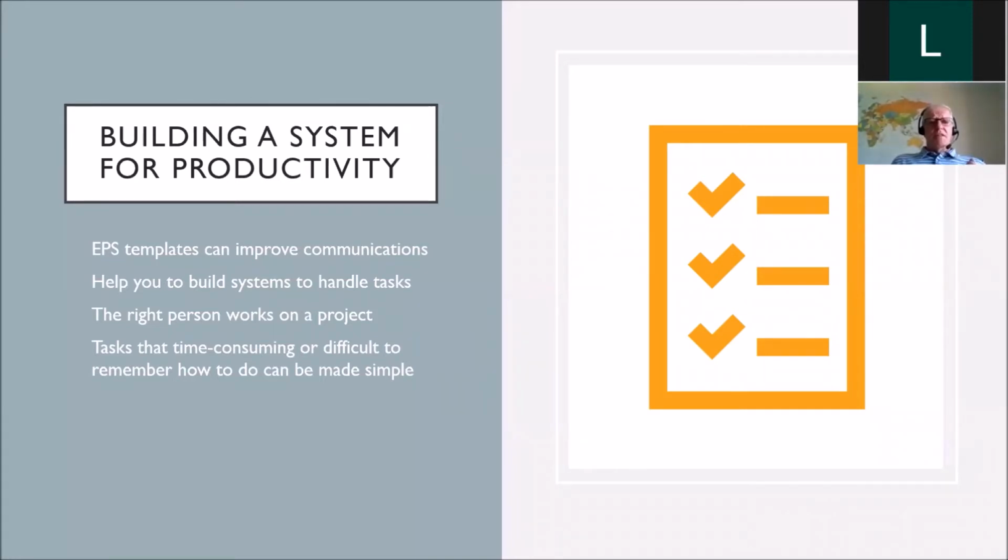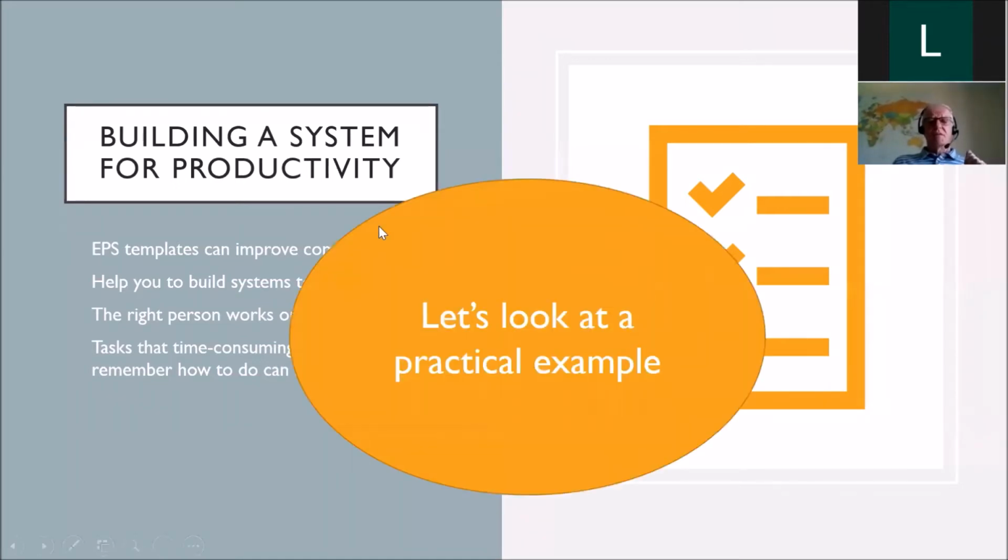So when you're building a system for productivity, you need to look at what it is going to do for you. It's going to improve your communications within your organization if you can work within these frameworks. And you can start to build systems to handle what you might call day-to-day tasks. And it means the right person is working on that particular project. So it really does make a difference.